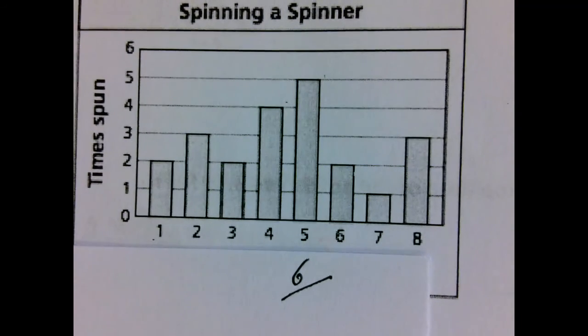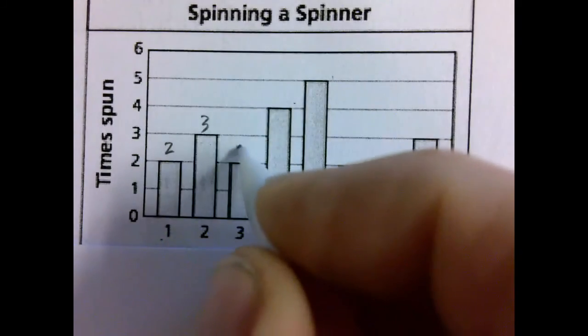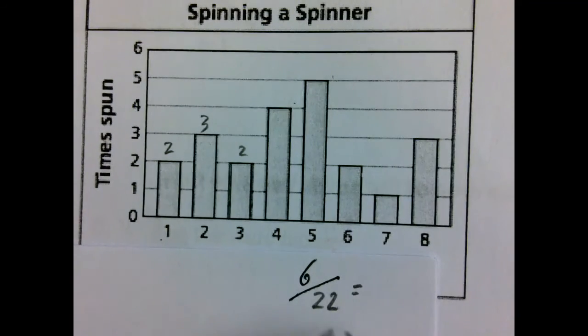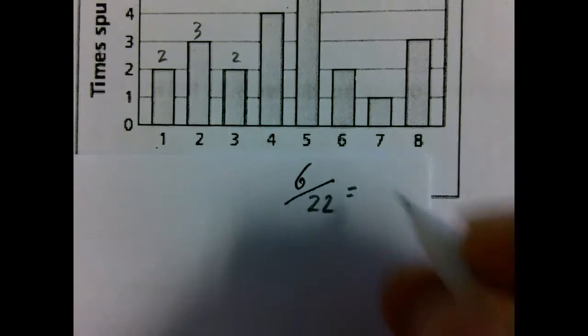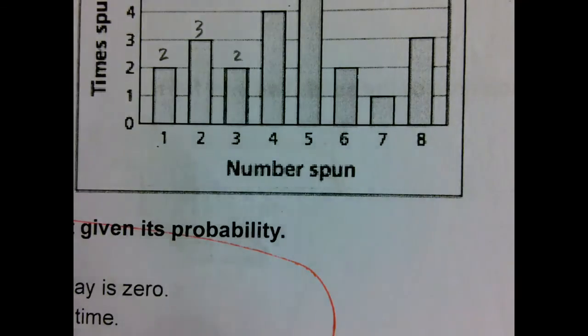6 out of how many total spins? So that's where, this is 2, 3, 2. You add them all up to get 22, which is great math. But you say, Mr. Wallace, that's not one of the answers, and you're right. You have to simplify it to get us 3/11ths. Perfect.